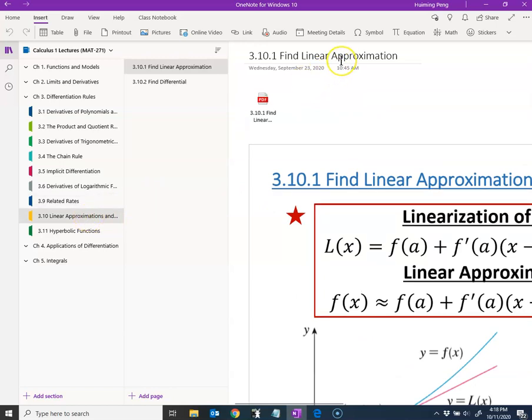Okay, so we are going to deal with linear approximation, which is a method we can use to approximate the value of a function at a particular point.